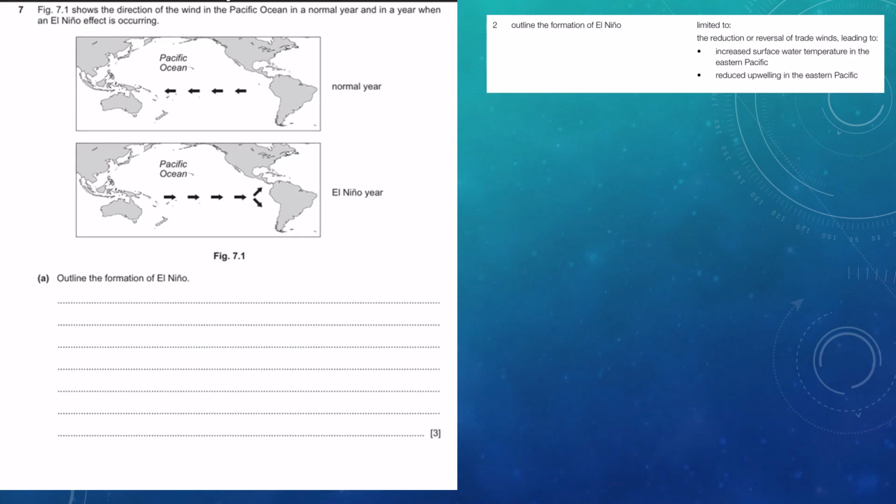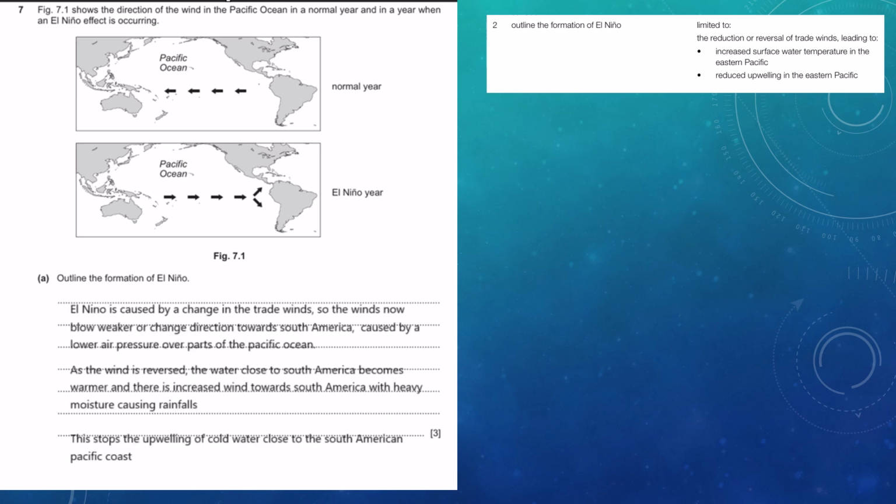So this is one of the questions that caused quite a few of my students some issues when we did this test run of the exam. The figures show the direction of the wind in a normal year and in a year where we have El Niño effect. And you should then try to outline the formation, not the effect, but the formation of El Niño.